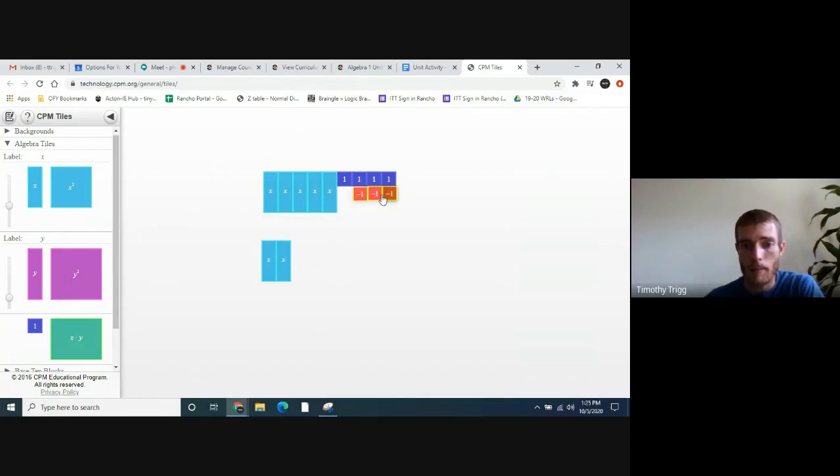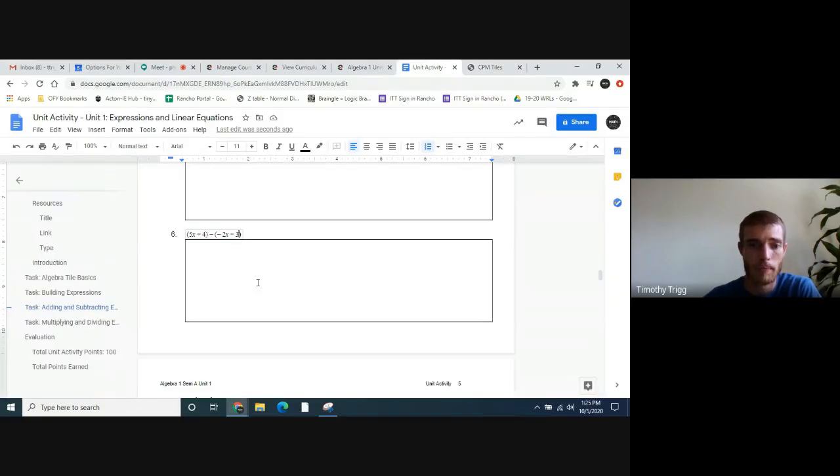Now again, we talked about these negatives and positives, they cancel each other. So whenever you have a negative and a positive that are the same type of tile, just opposites, those get canceled. We can get rid of that. So we have here 1, 2, 3, 4, 5, 6, 7 x's plus 1. So our answer will be 7x plus 1.